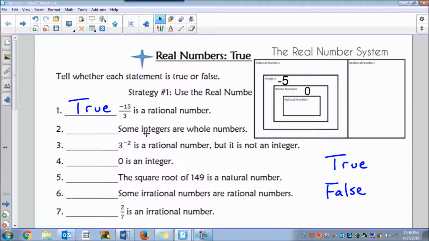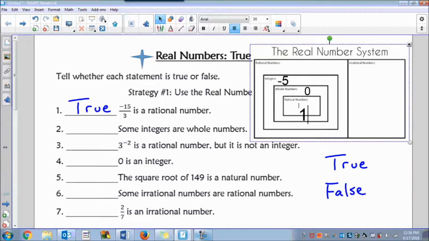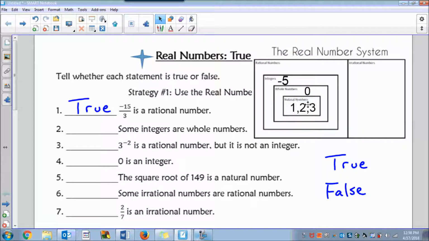Some integers are whole numbers. Well, this is one example. 0 is in the integer box, so it's an integer, and it's a whole number. There are definitely some integers that are whole numbers. 0, 1, 2, 3, they all fit into natural numbers. All of those are integers that are also whole numbers. So that's also true.